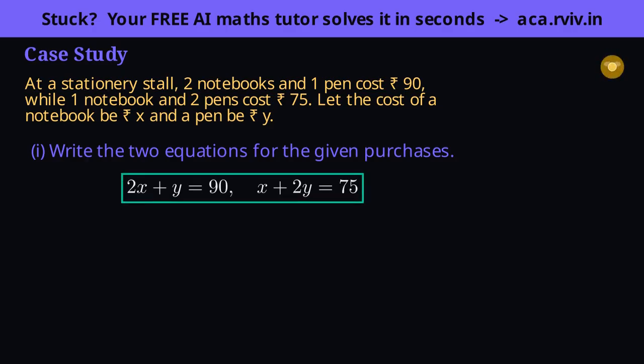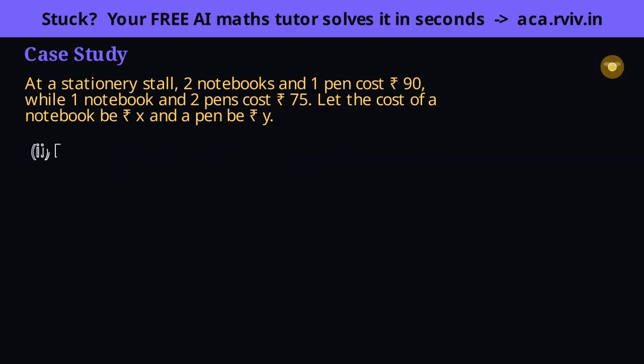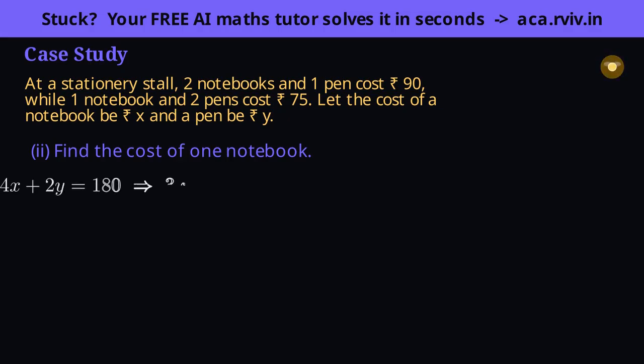To find x, eliminate y. The y coefficients are 1 and 2, so double the first equation to make both have 2y, then subtract to cancel y. Doubling the first gives 4x plus 2y equals 180, subtracting the second, x plus 2y equals 75, cancels the 2y and leaves 3x equals 105. So a notebook costs 35 rupees.